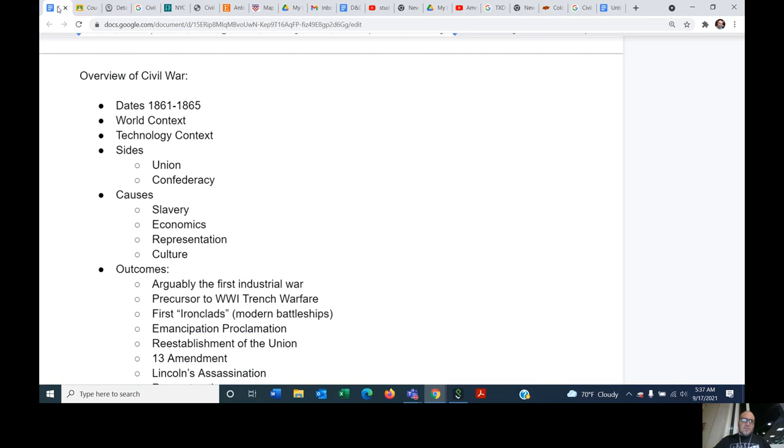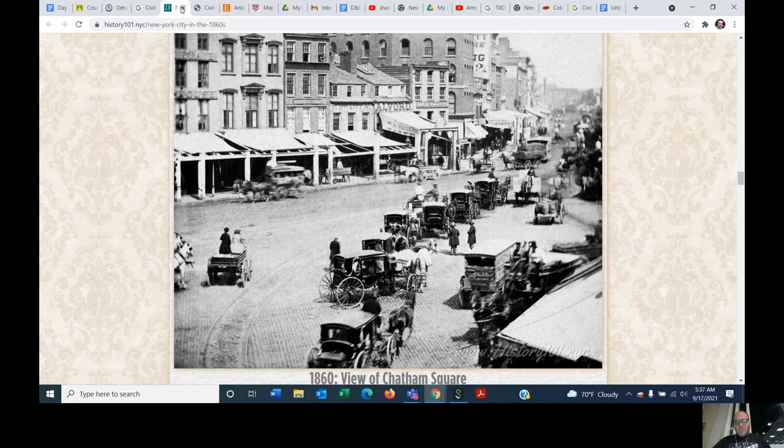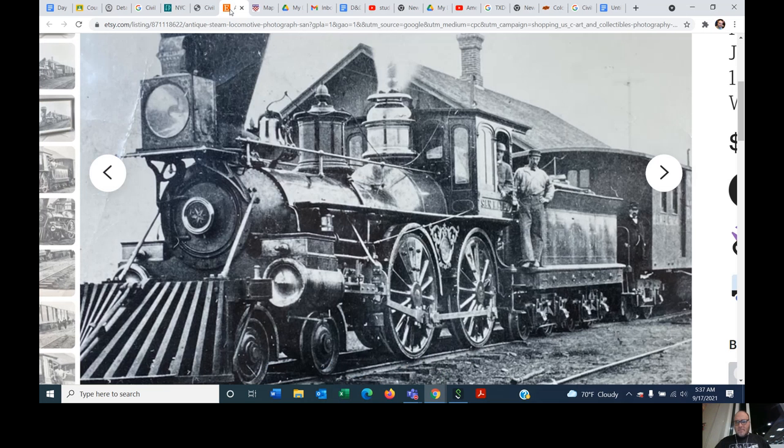Let's talk about a technology context. What does 1861 to 1865 look like in terms of technology? This is New York City at the time. You can see horse-drawn carriages; it's before automobiles, but we are after trains. We are before aircraft, but there are hot air balloons. The height of technology right now is steam locomotives and steam-powered ships. Ships still have sails, but they also have propellers and boilers, and coal powers them.